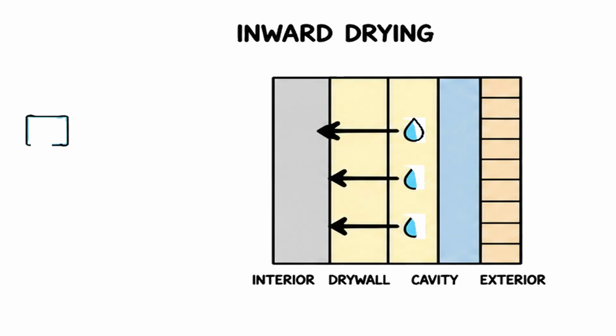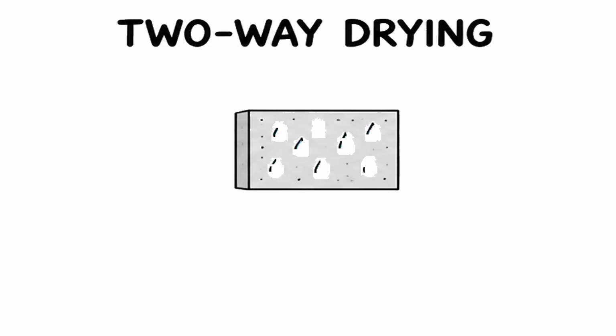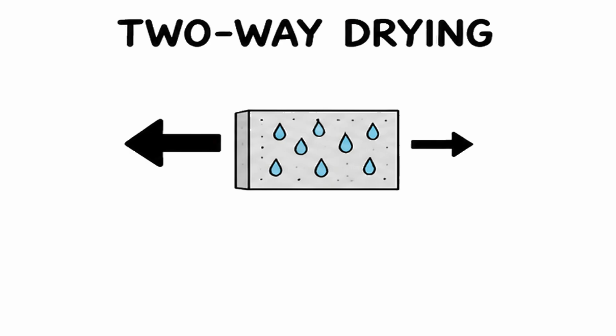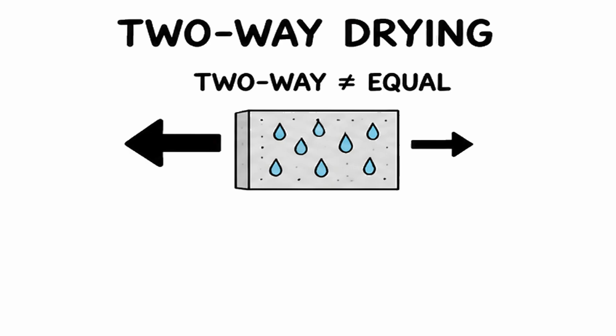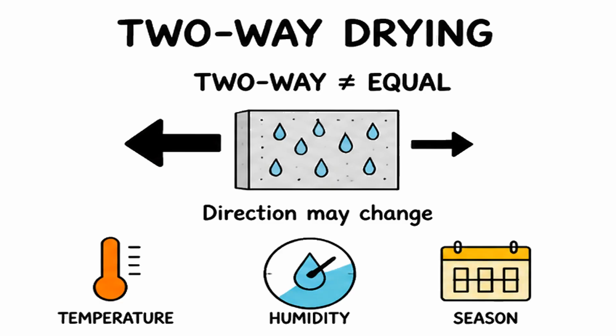Inward drying can occur when the interior side layers provide the more available path. Interior finishes, membranes, coatings, and indoor conditions can all affect that potential. A wall may permit diffusion toward both sides, but two-way drying rarely means equal drying. One direction may dominate, and the balance can change with temperature, humidity, and season.